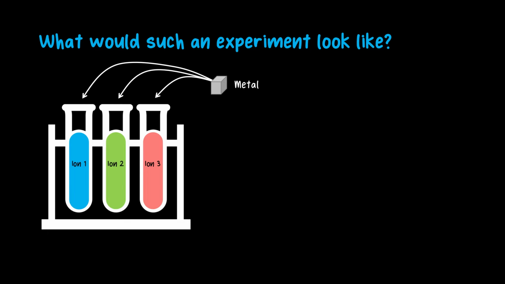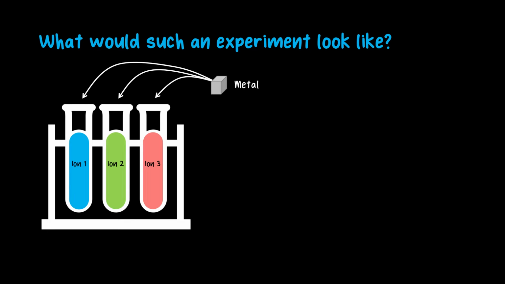Well, the simplest iteration would be having some sort of container for solutions containing various metal ions or non-metal ions, and then having, in the case of metal ions here, the counterpart elemental metals, and testing that metal with the various ion solutions. In this scenario, you'd be looking for evidence of a chemical reaction.